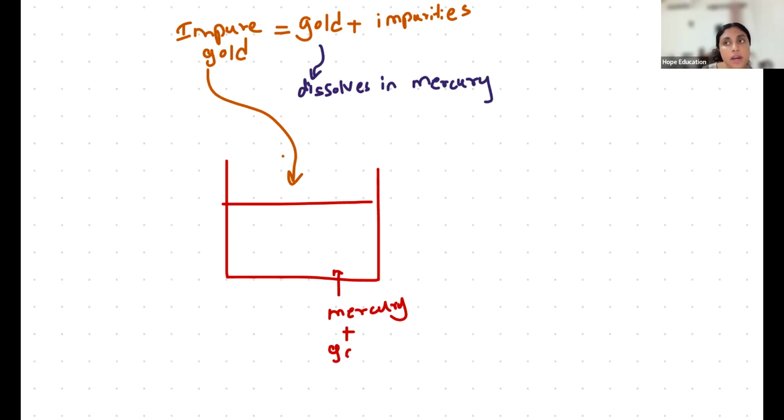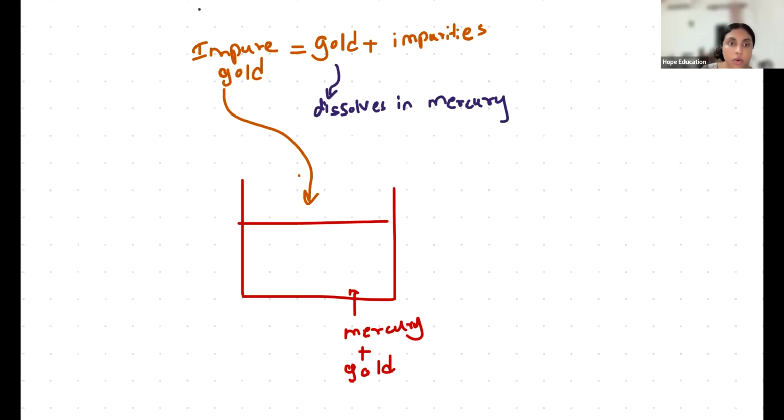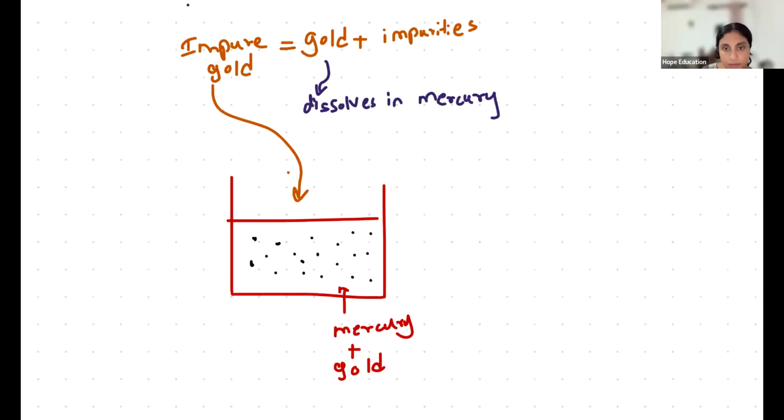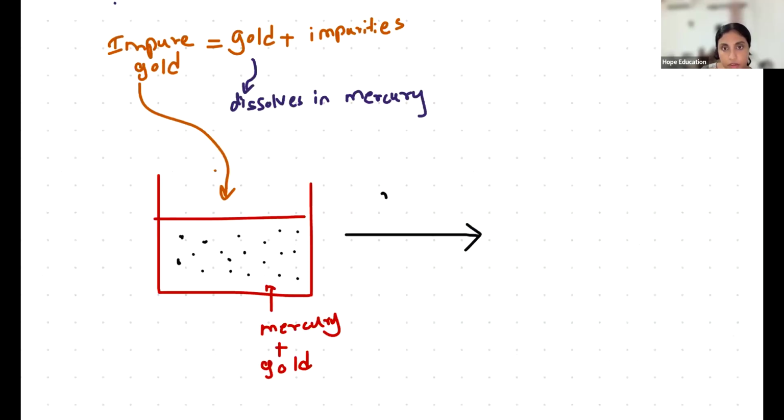But impurities don't dissolve in mercury. So all the impurities will just stay suspended like this. These particles are floating. Why don't these impurities dissolve in mercury? Okay. Then what I do is I filter. When I filter, I can remove the impurities. The impurities get caught in the filter. So I can remove the impurities by filtering.